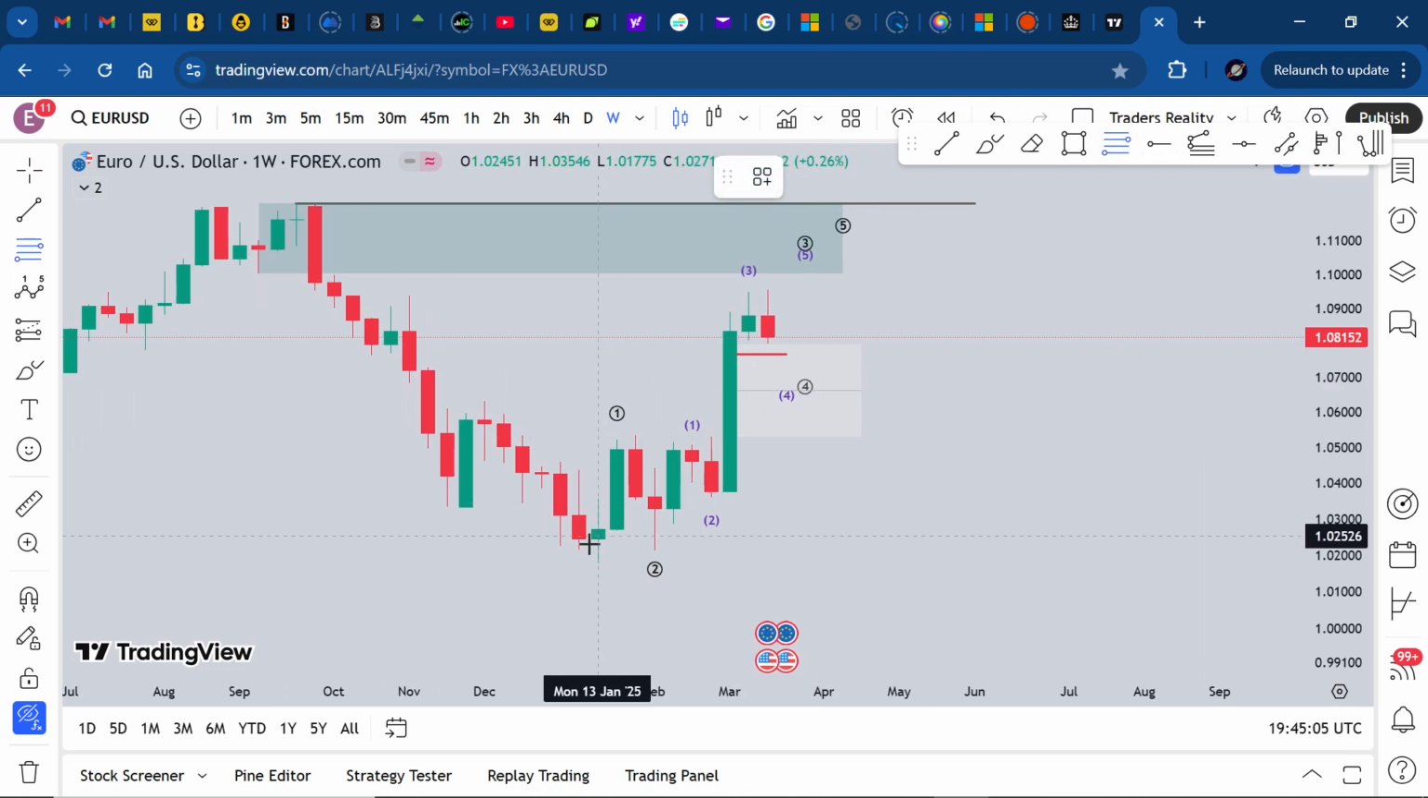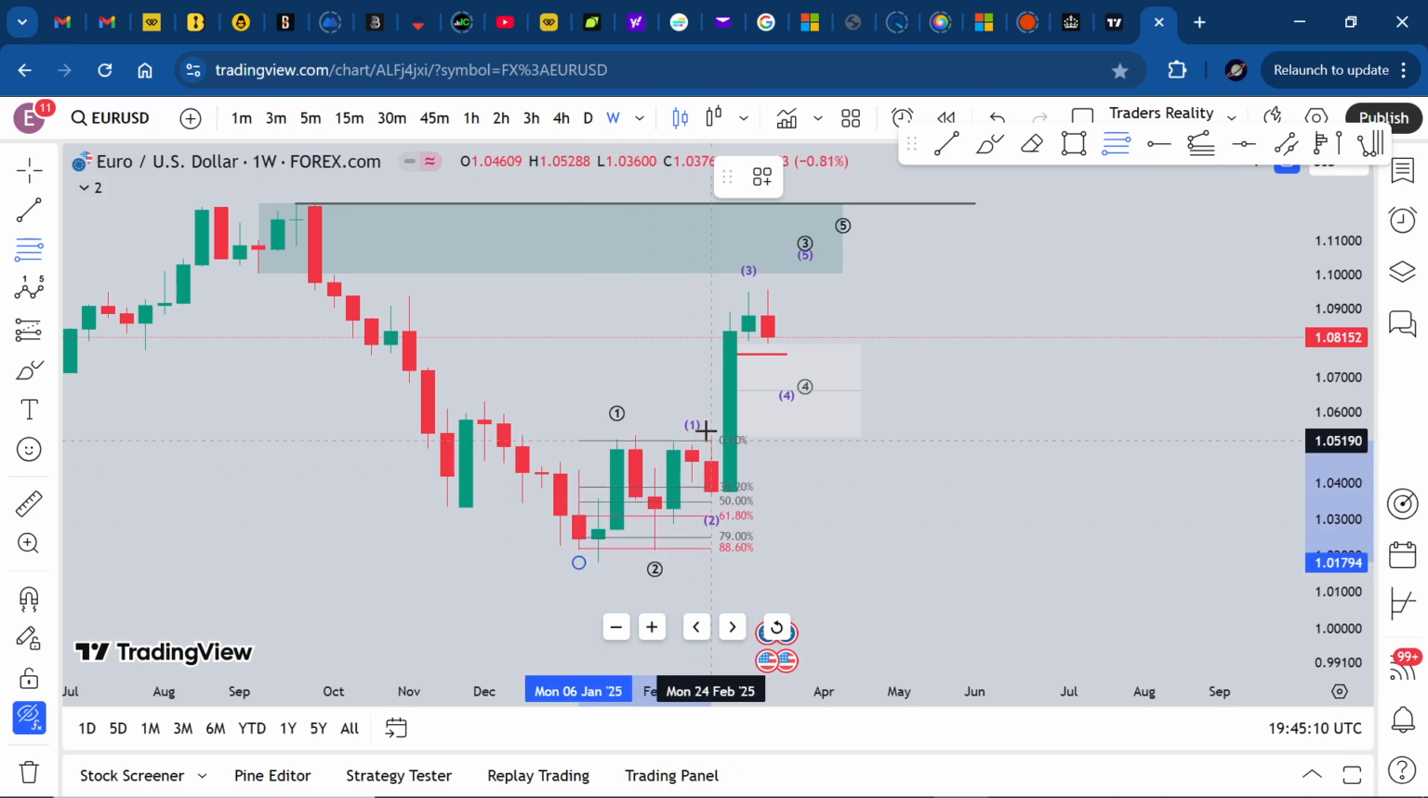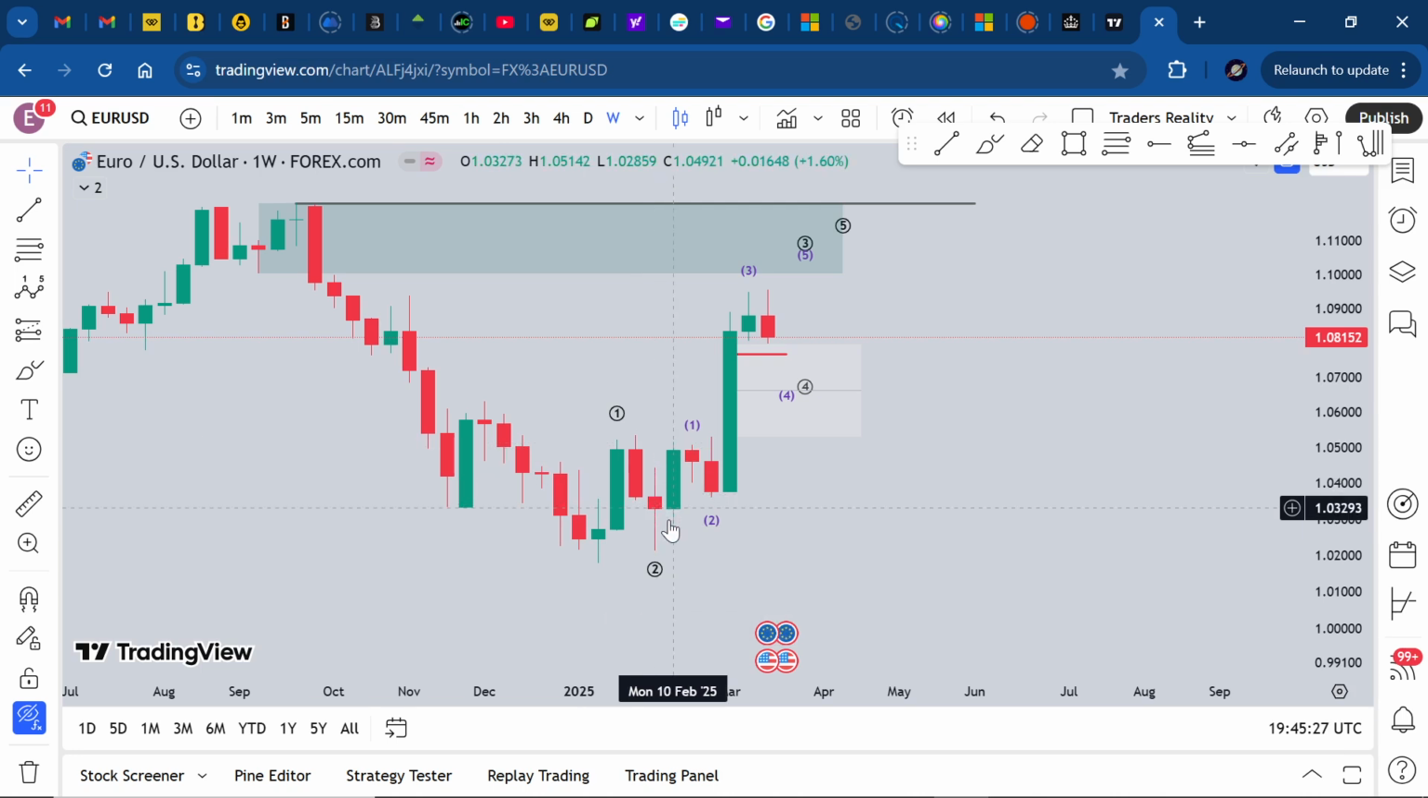There is one thing to be aware of here, that we did touch the 0.886 fib here. Now doing that from the bottom of 1 to the top of 1, we pull the fib retracement from the bottom of 1 to the top of 1, and we hit the 0.886. That makes it lower probabilities of a 2 wave here, and higher probabilities that this is a B.